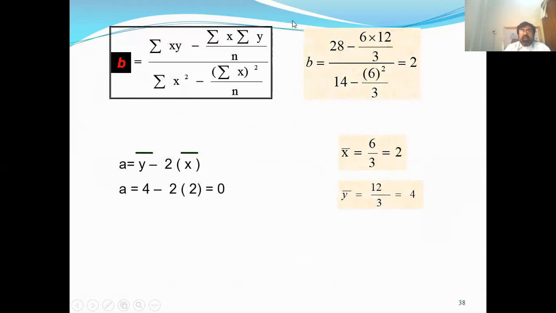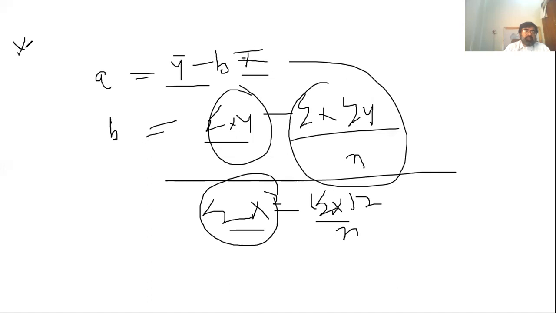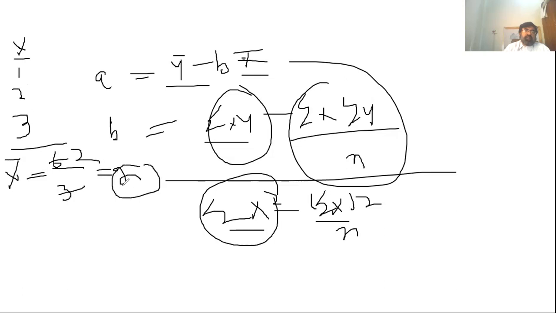So you can calculate the x bar and y bar. For example, x is equal to 1, 2, and 3, and the x bar will be equal to 6 upon 3, that will become 2. And the y bar, if y is equal to 2, 4 and 6, then 6, 4, 10 and 12 divided by 3 is equal to 4.